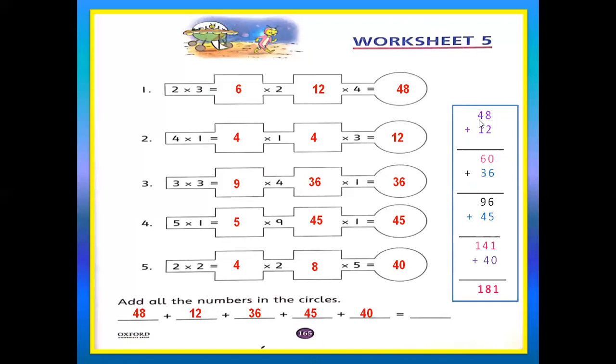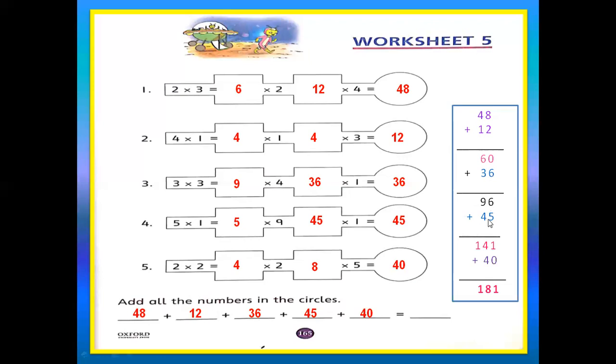Write 48 plus 12. Add first this one. 8 plus 2, 10. 1 will be added to the next value. 4 plus 1, 5, plus 1, 6. 60. This is the answer of the first two. Now add in this answer the third value, that is 36. 6 plus 0, 6, and 6 plus 3, 9. 96. 96 is the answer of 3 numbers.